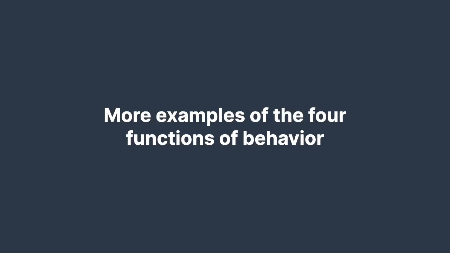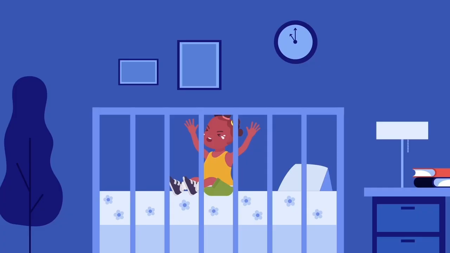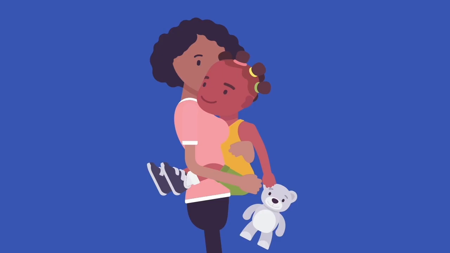Let's look at a few more examples of the 4 functions of behavior. Notice the antecedent and consequences for each behavior and how this helps to determine the function of behavior. First, we have the child who was put down for a nap and cried until mom returned. The antecedent was being put down for rest and left alone in the room. Mom returning was the consequence. We hypothesized that the child wanted the mom's attention.